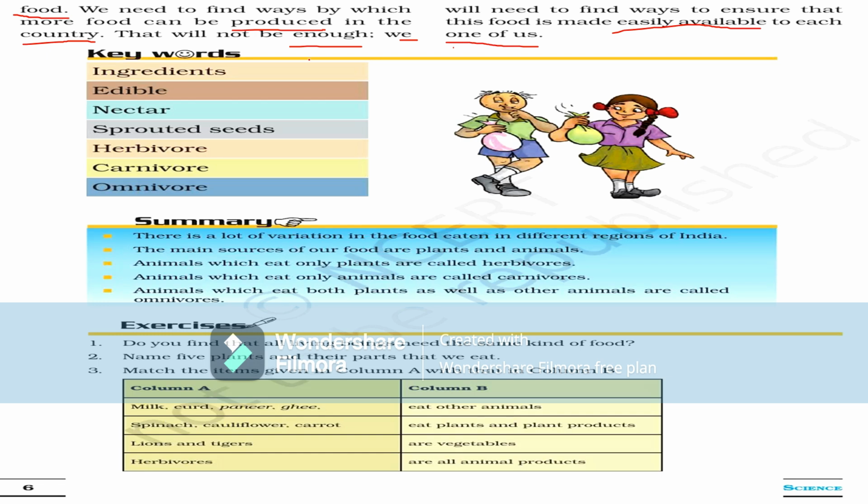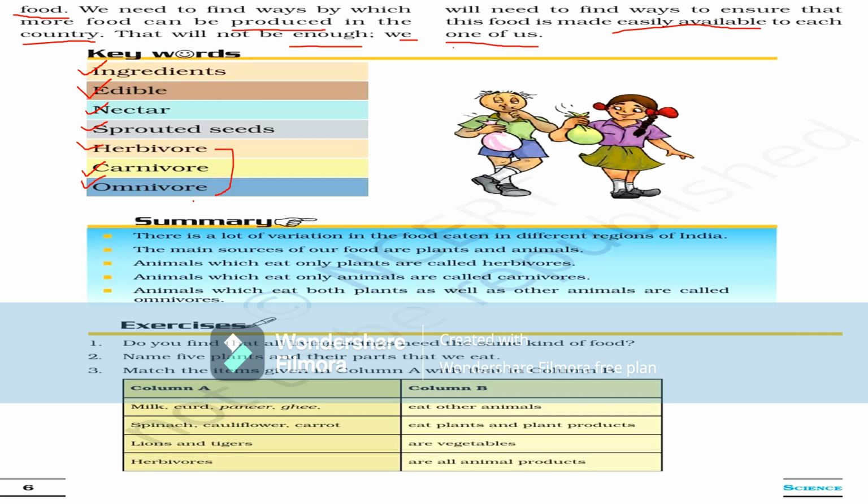Okay, here are some keywords. First, ingredients, edible, and nectar. We saw honey comes from honeybees, and sprouted seeds. We also learned what herbivorous, carnivorous, and omnivorous mean. There are three groups of animals: herbivorous, carnivorous, and omnivorous.